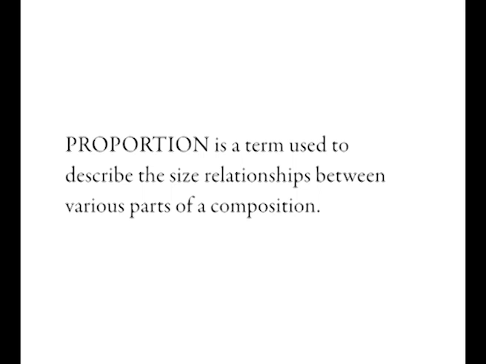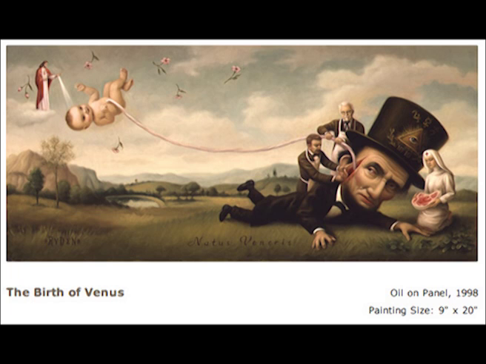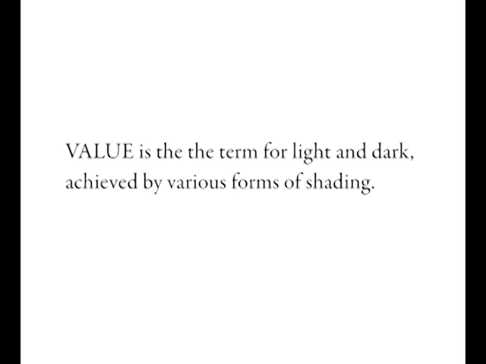Proportion is the term used to describe the size relationships between various parts of a composition, as we see here. Value is the artistic term for light and dark, achieved by various forms of shading.